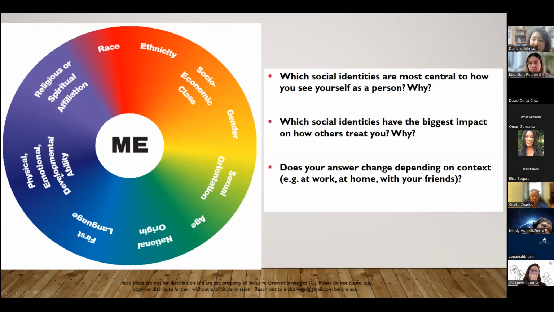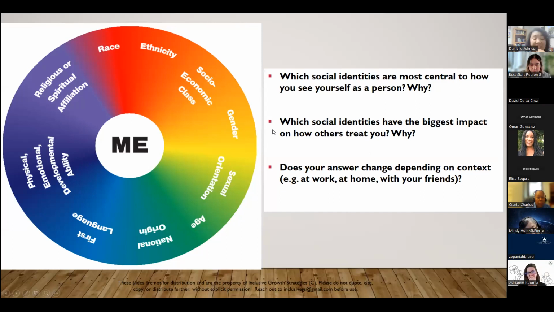But whatever that is, whatever lens you want to look through, you're going to answer the questions: which social identities are most central to how you see yourself as a person and why? What social identities have the biggest impact on how others treat you and why? And does your answer change depending on context? Obviously, you can't answer every one of those questions, so pick one question and share and engage in your groups.